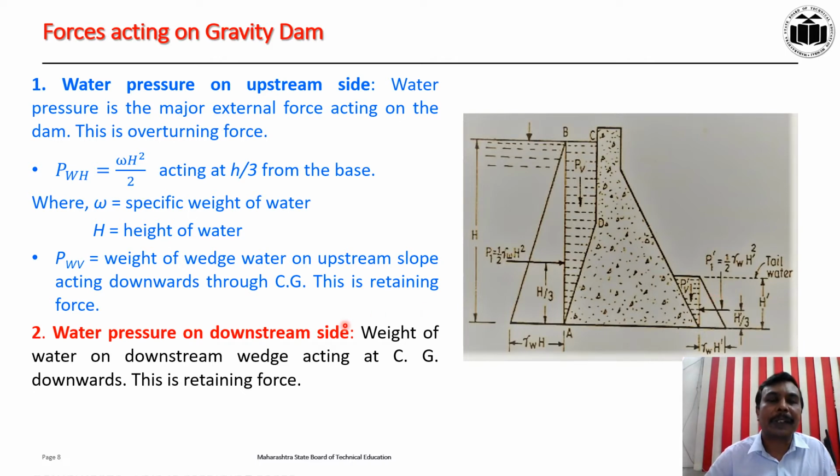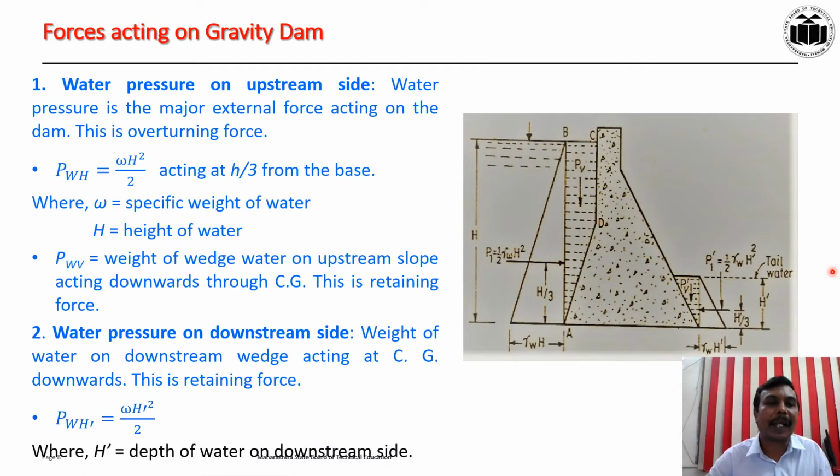Here you are finding this another water pressure. Again one more water pressure exerts on the downstream side. Weight of the water on the downstream side acts on the downstream side, and it is also the retaining force, and its magnitude is WH dash square by 2, where H dash is the depth of the water on the downstream side. See here tail water which is on the downstream side, it exerts the pressure. So three types of the water pressure. One is on the upstream side, another is due to the wedge, and third is the tail water pressure on the downstream side.